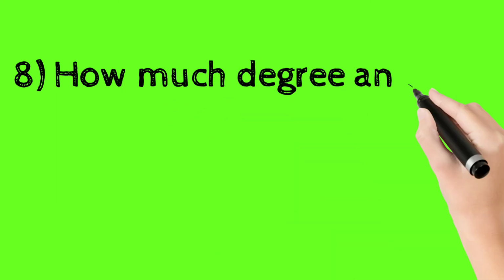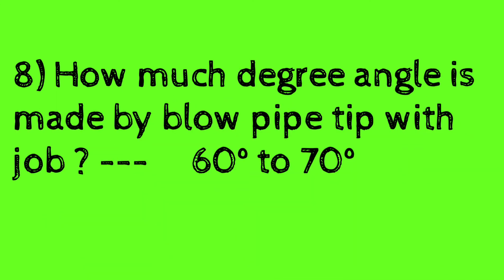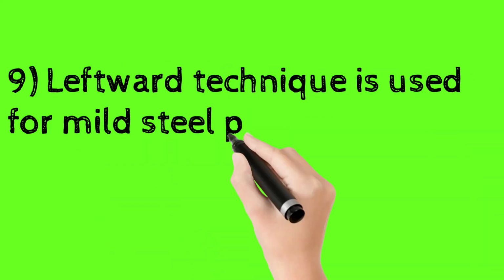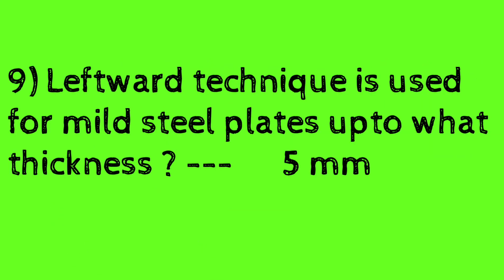Don't take these questions lightly because these questions are very important, friends. Eighth question: how much degree angle is made by the blow pipe tip with the job? The answer is 60 degree to 70 degree. Ninth question: leftward technique is used for mild steel plates up to what thickness? The answer is 5 mm.